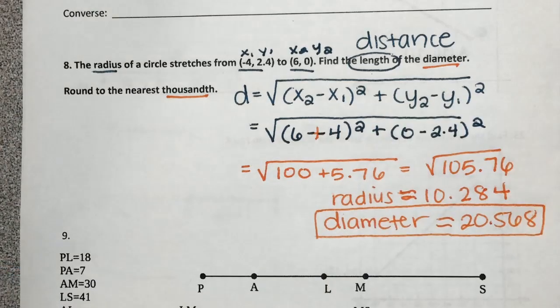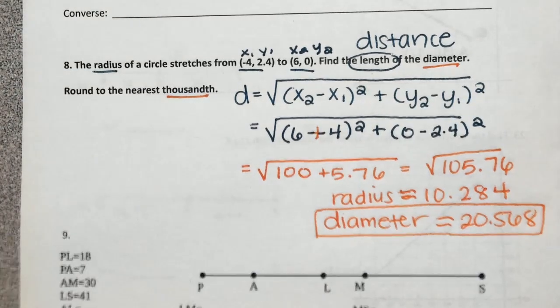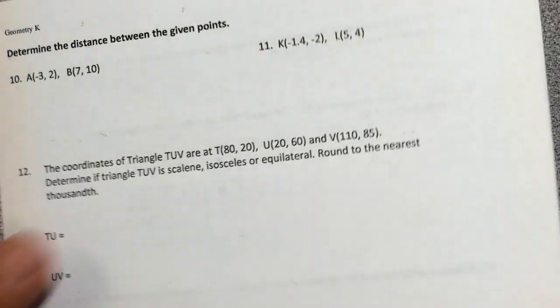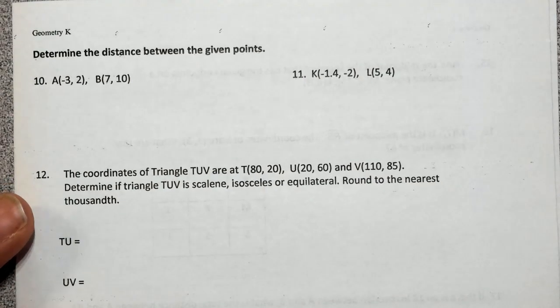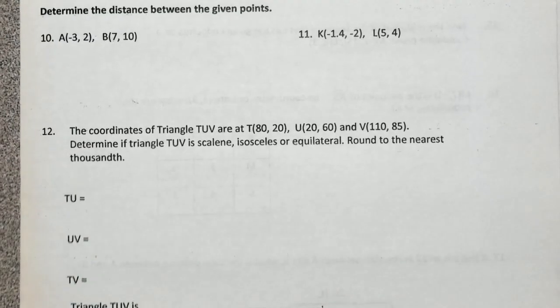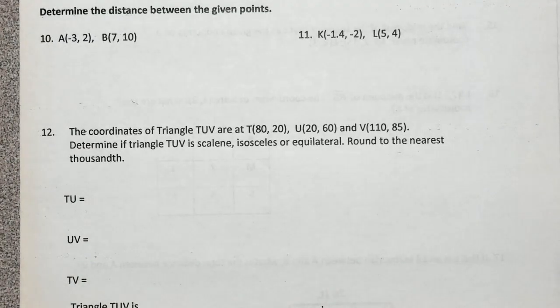Does that make more sense? Are we feeling okay about it? I'm going to skip this one right here and come back. But that's all you're doing on these as well. You're just doing distance formula over and over and over again. Do you want me to give you some time to do numbers 10 through 12? Or did y'all already do them?